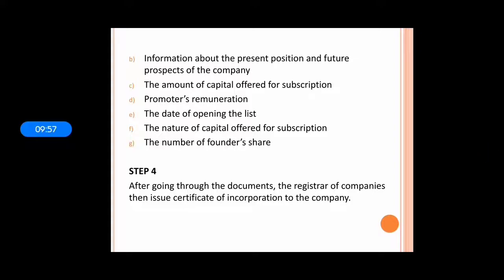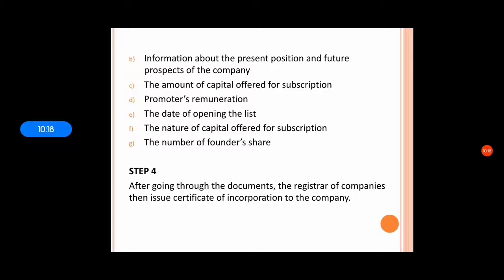Then we have the promoter's remuneration, the date of opening the list, that is the date people come to buy, the nature of capital offered for subscription, then we have the number of founders shares. Founders shares are shares that belong to the owners, those people that came together to establish the business.